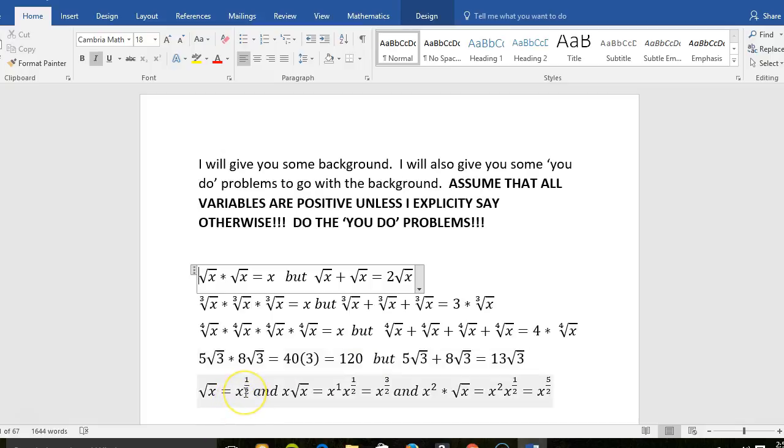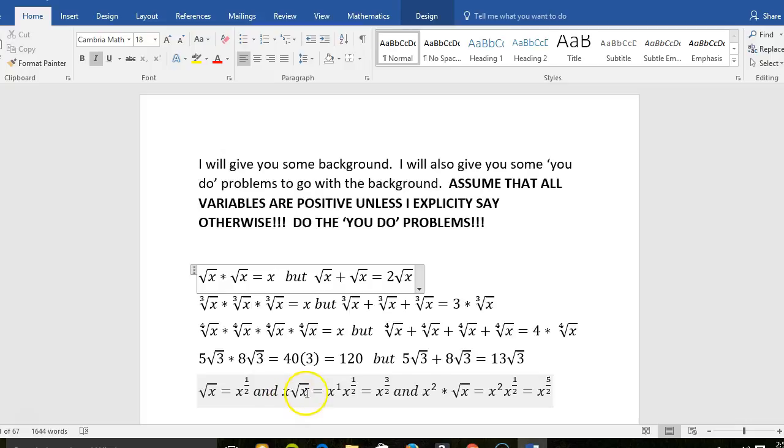Now, how are we going to do fractional powers? x to the half power is going to be defined to be the square root of x. Like 25 to the half power would be 5. 49 to the half power would be 7. And we're doing positive x.